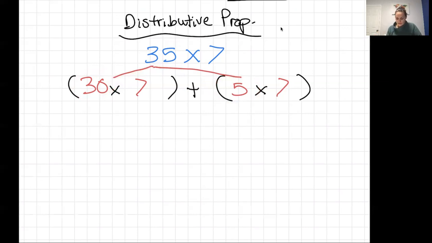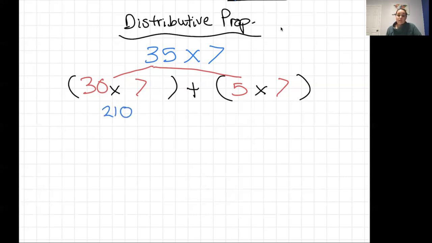Then I can go ahead and solve these. So 30 times 7, I know my strategy where I can cover up my 0. Oops, that was the wrong color. Let's try that again. I can cover up my 0 right there and do 3 times 7 first. So 3 times 7 would give me 21, and then I just bring my 0 back. So that one gave me 210.